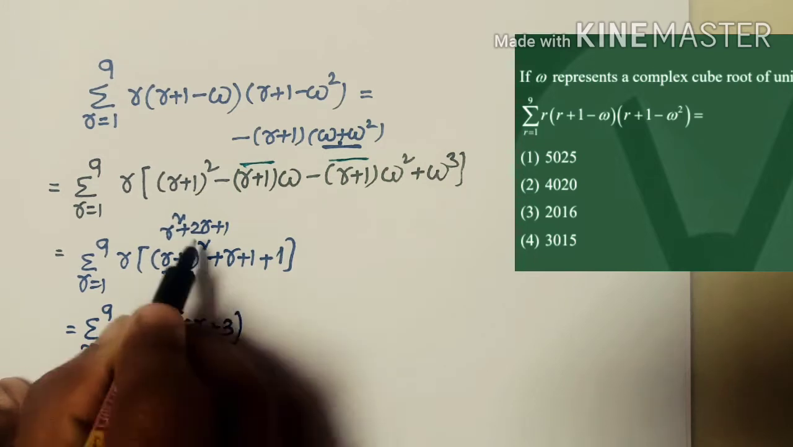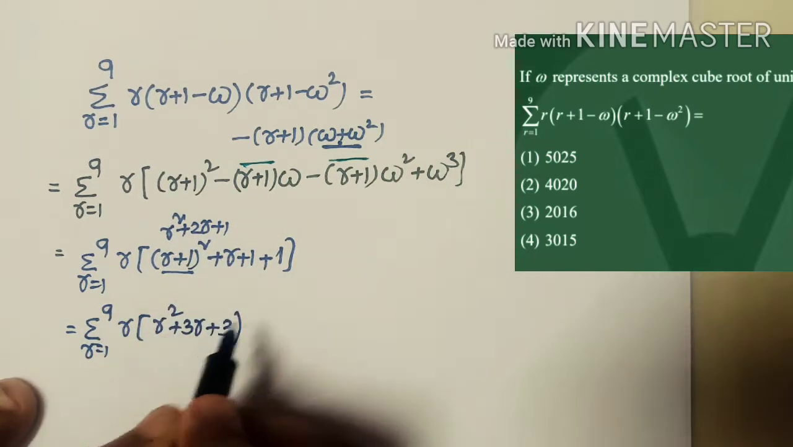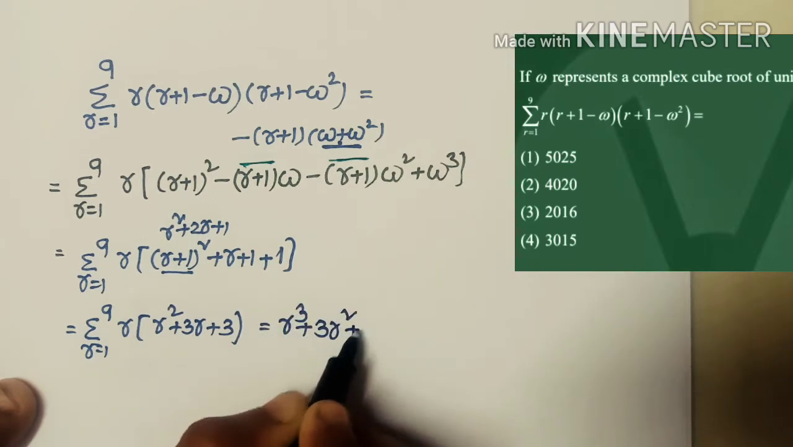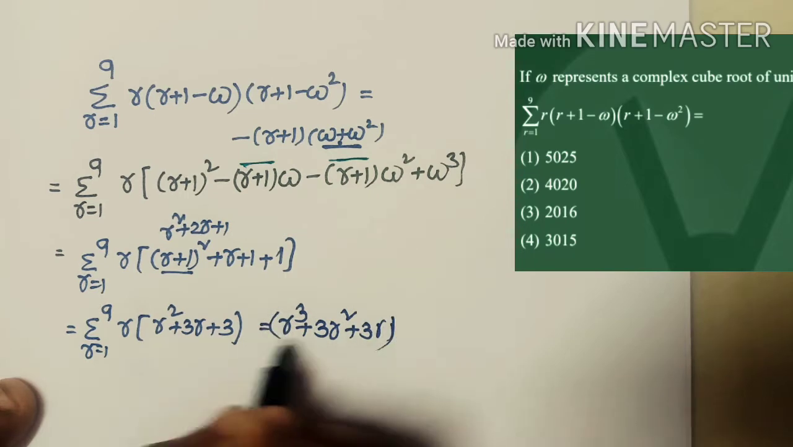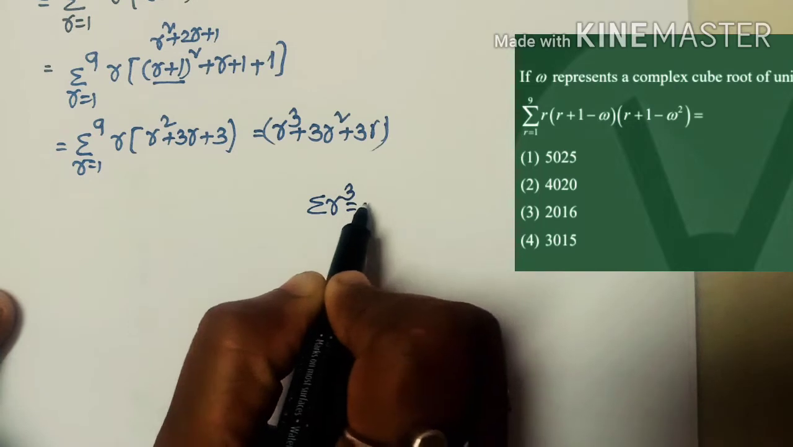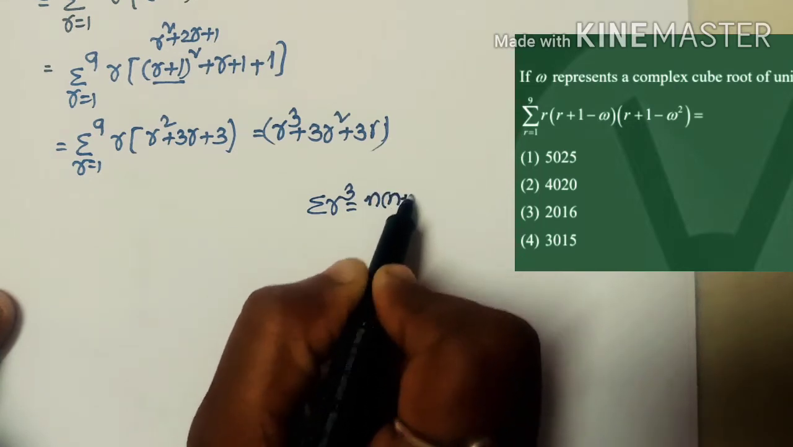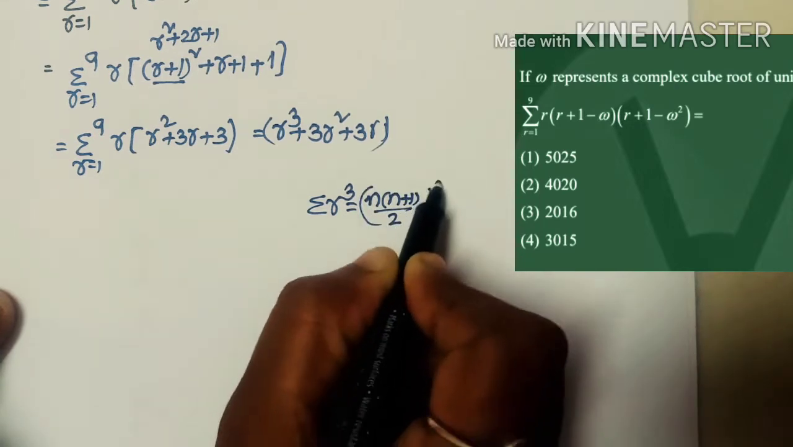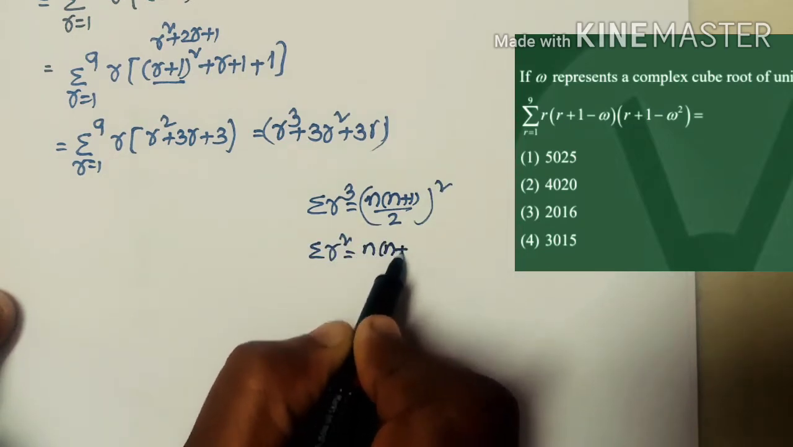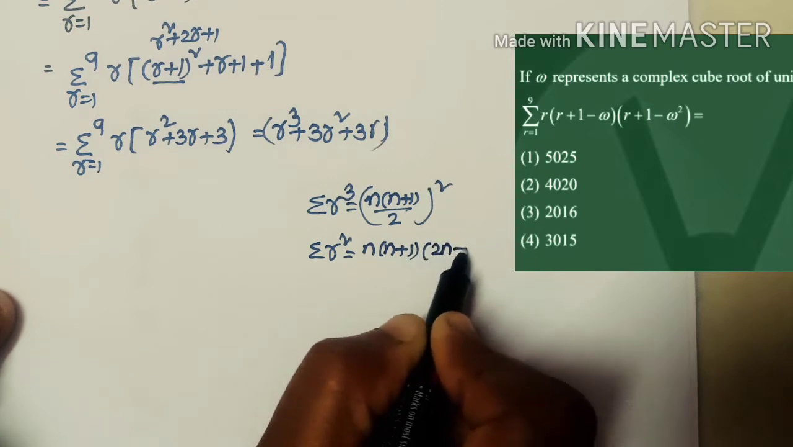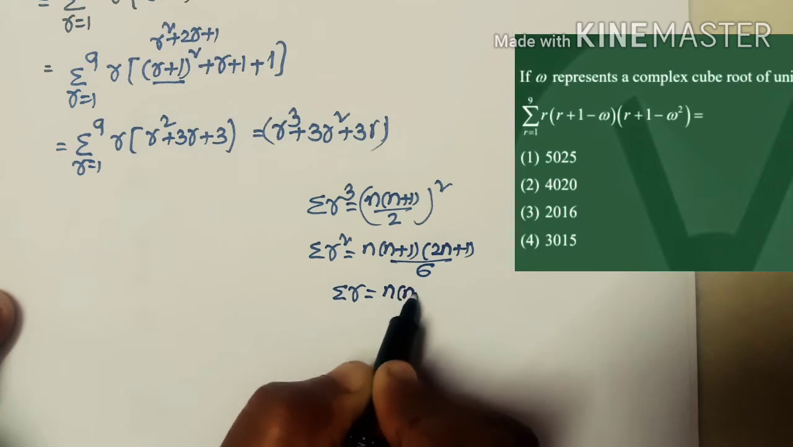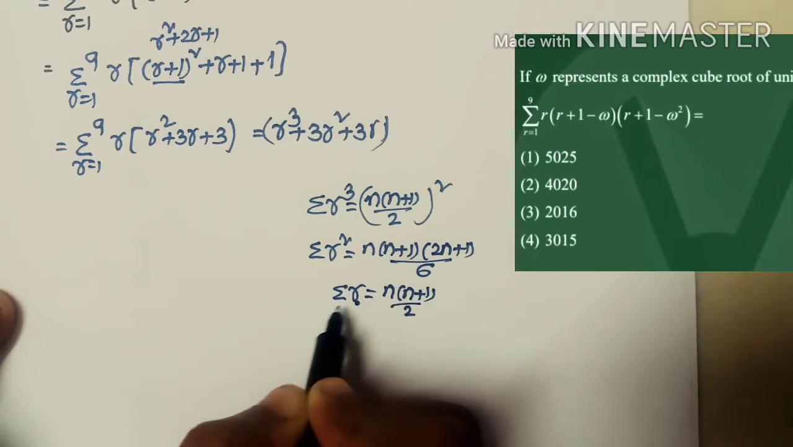Now adding all the terms here, we get r into (r square plus 3r plus 3), which equals r cube plus 3r square plus 3r. Now applying the summation to these three terms, we already know that sigma r cube is equal to [n into (n plus 1) by 2] whole square, sigma r square is equal to n into (n plus 1) into (2n plus 1) by 6, and sigma r is equal to n into (n plus 1) by 2. Here r goes from 1 to n.